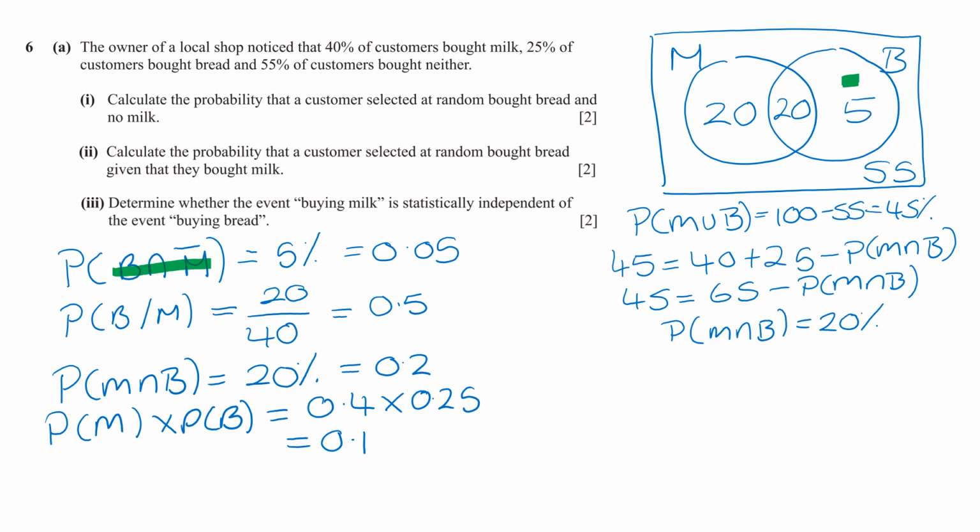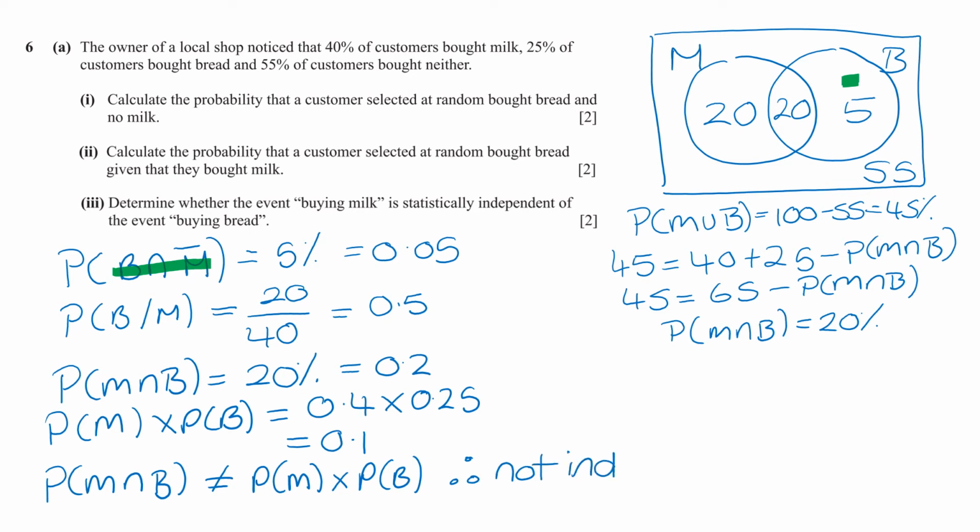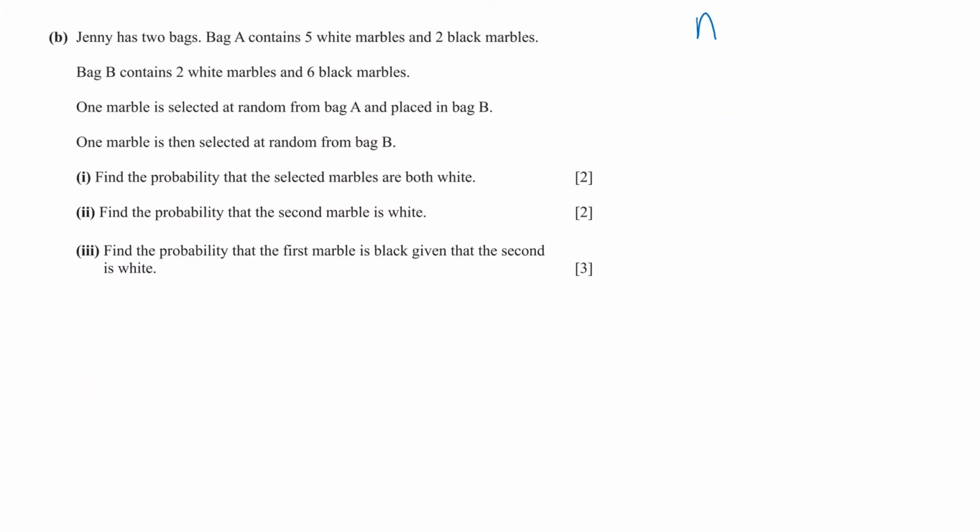So the probability of milk and bread does not equal milk times bread. Therefore, they're not independent.